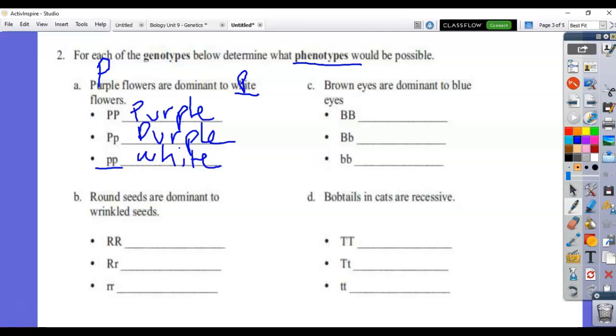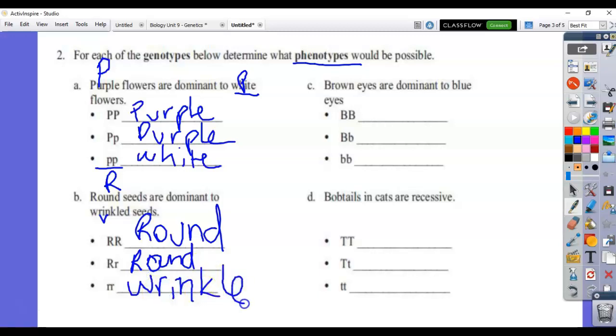All right, letter B. Round seeds are dominant to wrinkled. So round is going to be a big R because it's dominant. Wrinkled is going to be a little r. Okay, so big R is going to be round because they're both big R's. Big R, little r is going to be round because the big R wins. And little r is going to be wrinkled. Sorry, my handwriting's terrible. I'm writing with my finger on a laptop, which is not very easy.